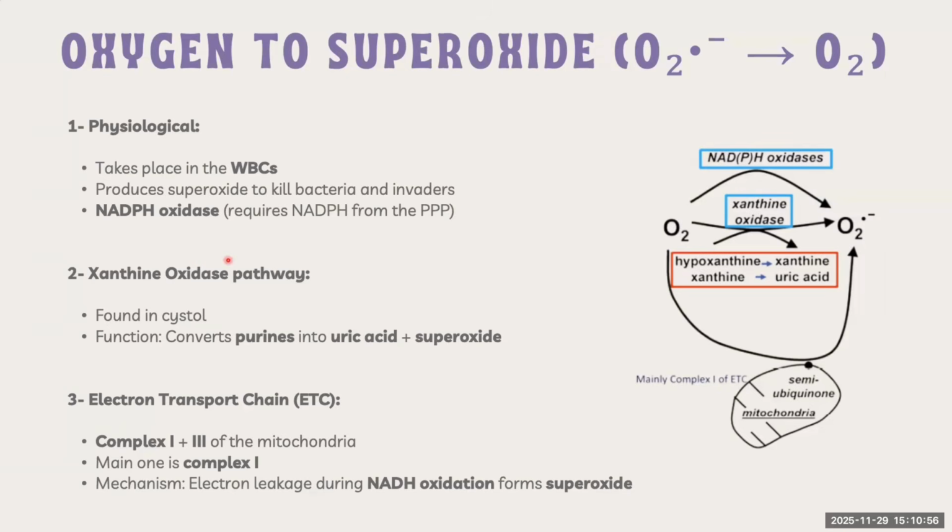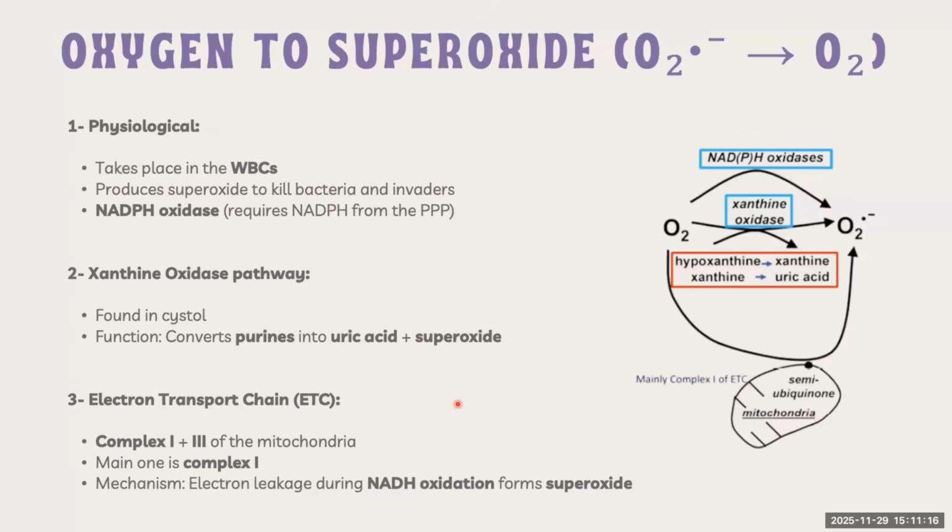Next, we have our xanthine oxidase pathway. This enzyme, xanthine oxidase, participates in your purine degradation. So your adenine and guanine will be degraded by this enzyme, and this will lead to the formation of two things, okay? It will lead to the formation of uric acid as well as superoxide as a byproduct, okay? And this enzyme is found in your cytosol.